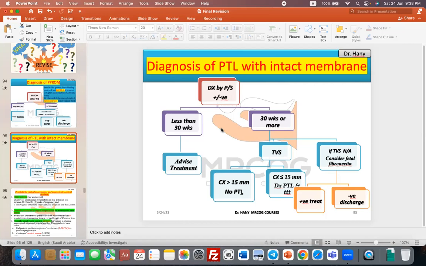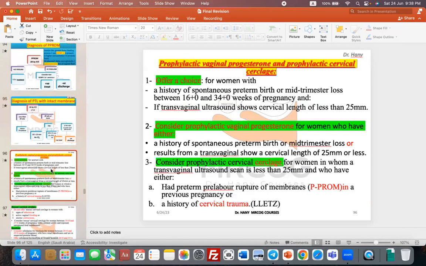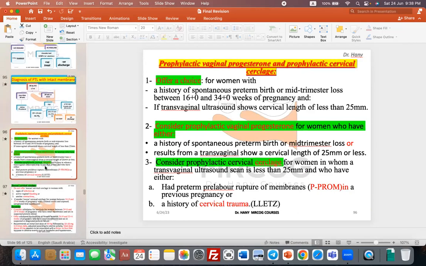No transvaginal ultrasound, I will do the fetal fibronectin, positive and negative. 50 or less is negative. Positive is more than 50.